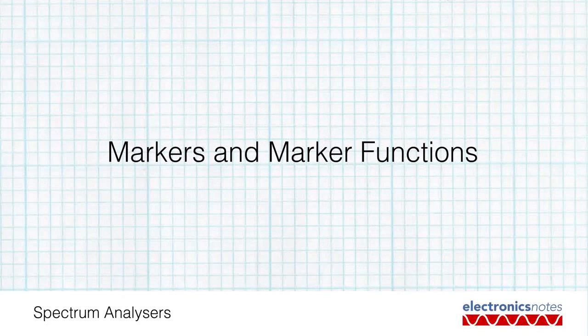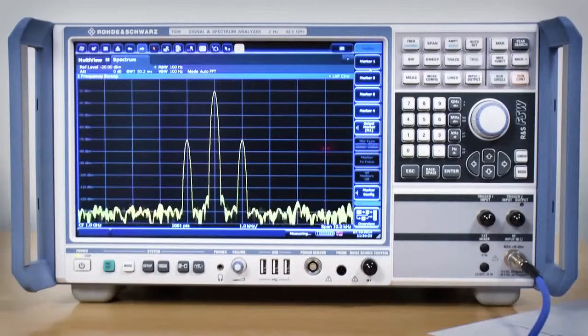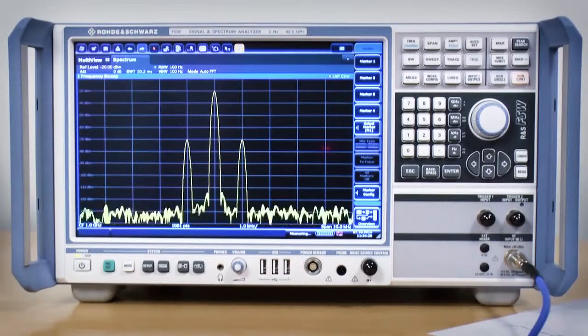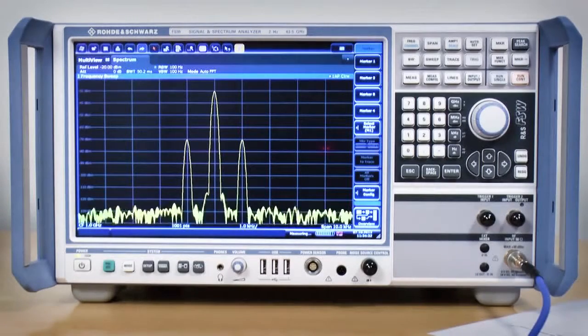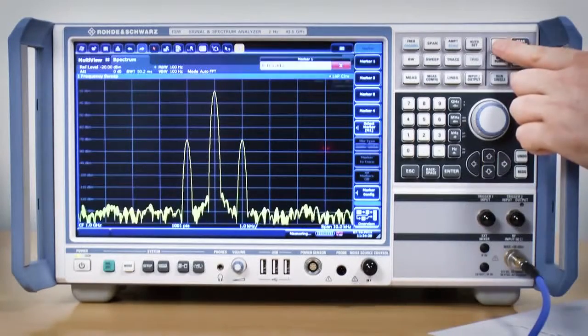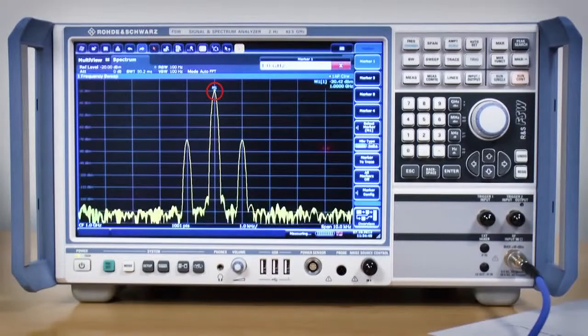A very useful capability of modern analyzers is the ability to add markers that show the parameters of a signal at a particular point on the screen. The most obvious one is a marker for the highest level signal. The marker shows the major parameters like frequency and amplitude. Normally it'll automatically find the peak of the signal.